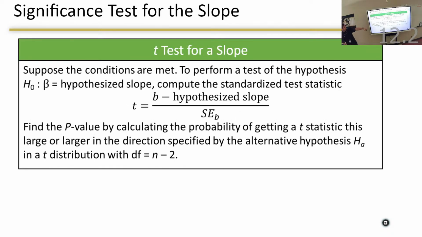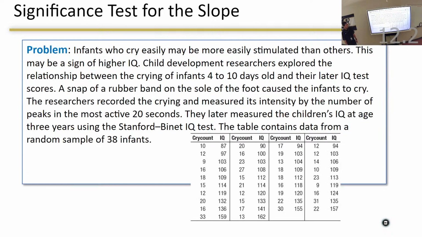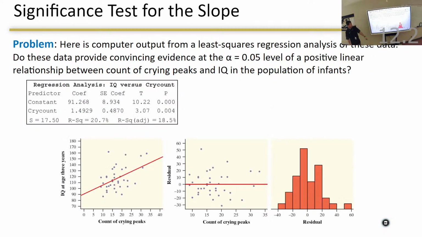There it all is. Remember that df is n minus 2 though. I promise you n minus 1 will be one of your answers. Be careful. Computer printout. Slope. Residuals. Y'all kind of okay. They give you all that information.